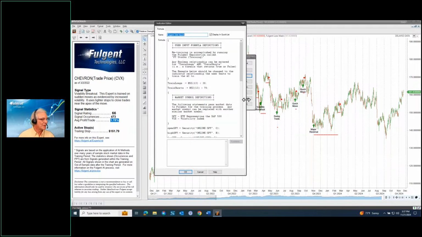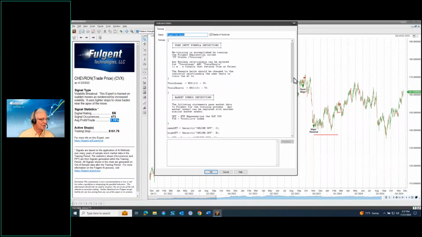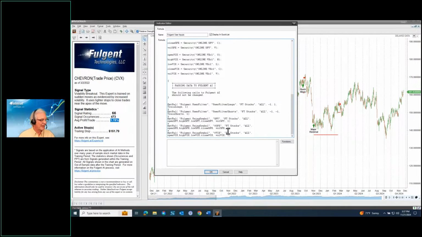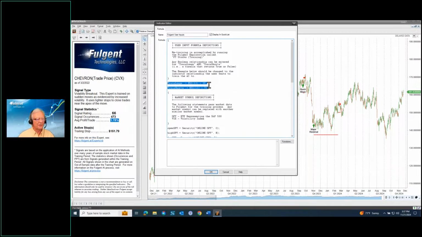You bring this up, and there's stuff in here. It's already been built up, and it explains it. But this right here is where the magic is. Train longs equals RSI 13 less than 30. Train shorts is RSI 13 greater than 70. That's the condition, and it could call any function in MetaStock as the condition you want to train to. The rest of the stuff in here is things the AI needs, like volatility measurements, and how it talks to it. You just don't touch that. You go in here and put your condition in, whatever it is.